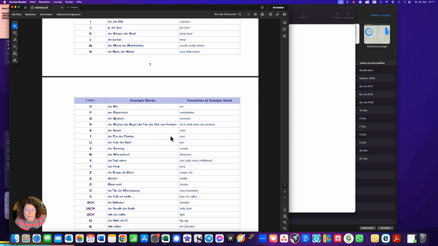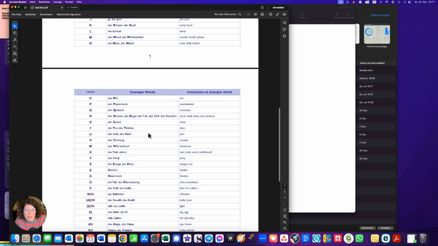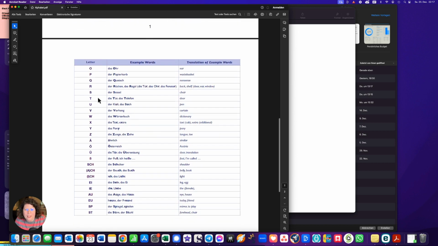That's the door. Und das Telefon. And I didn't write up the telephone here. I'm going to fix it. If you download it, it should be there. Dann der Kuli, that's a pen. Oder das Buch, that's a book.